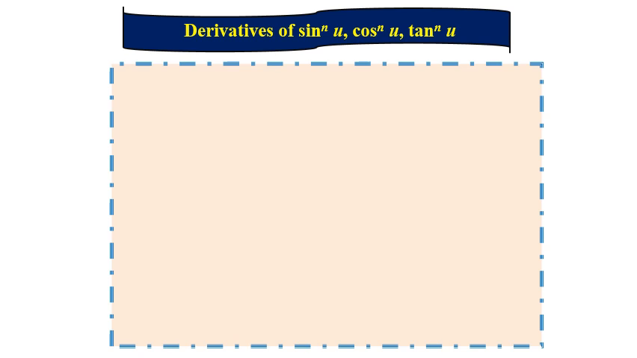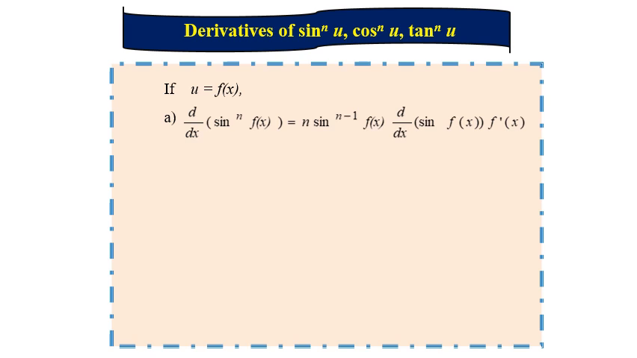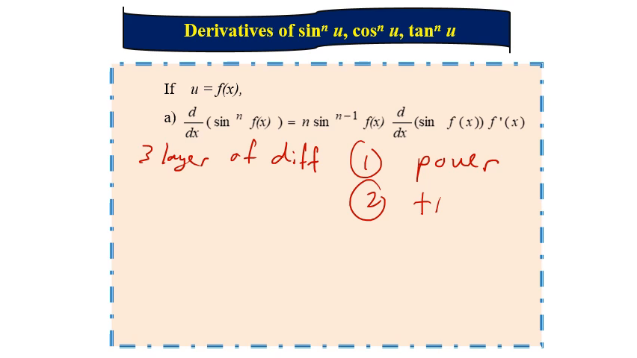Right. So next, what will happen if we have power of a trigo function? Let's see what happened. As we see right here, I think the most suitable term that I will have to use here is three layers of differentiation. First, we differentiate the power. Second, we differentiate the trigo. And lastly, we differentiate the inside function.